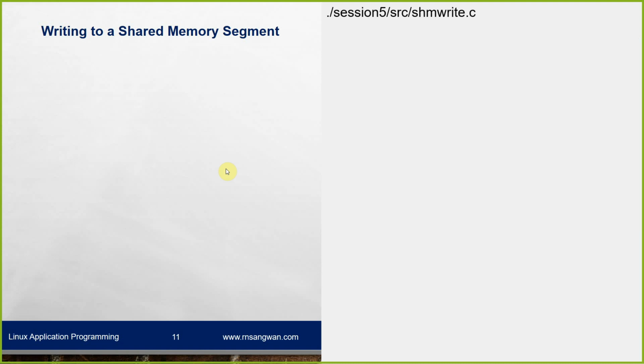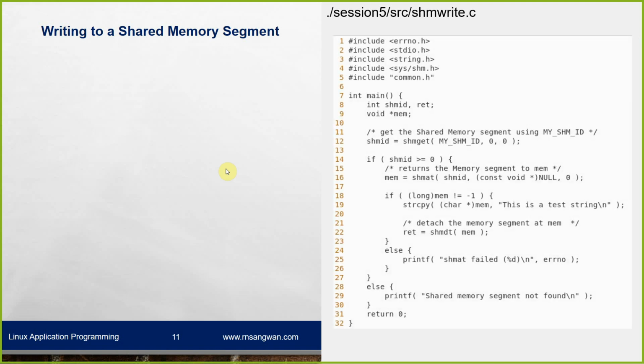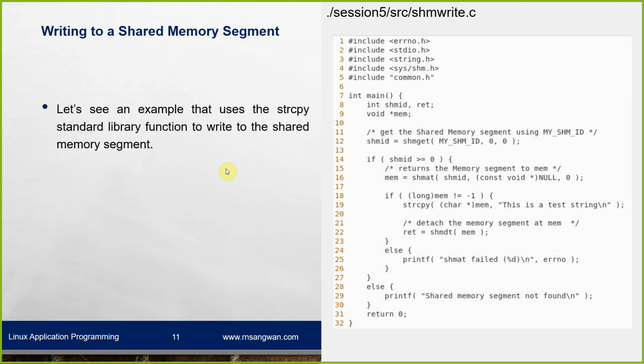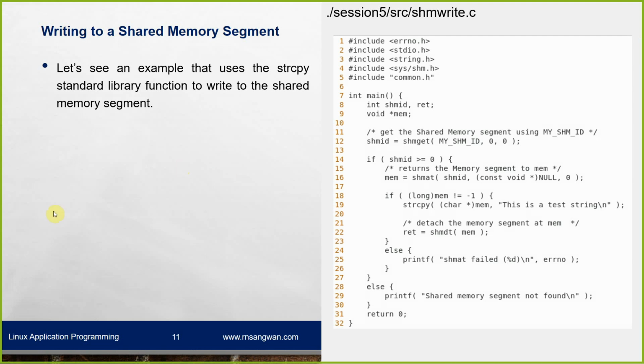So under session 5 folder, source shmwrite.c, it's quite simple. We are attaching it and we are writing it. Let's see an example that uses the string copy standard library function strcpy, and this is line number 19. String copy to this memory, and this is the content we are copying. Because this is what we have attached, shmat attached to this constant pointer null, SHM ID, and to the memory area. Actually this is the memory area.